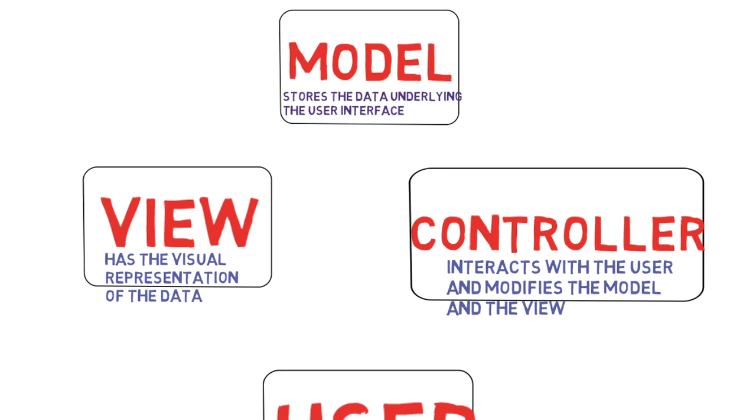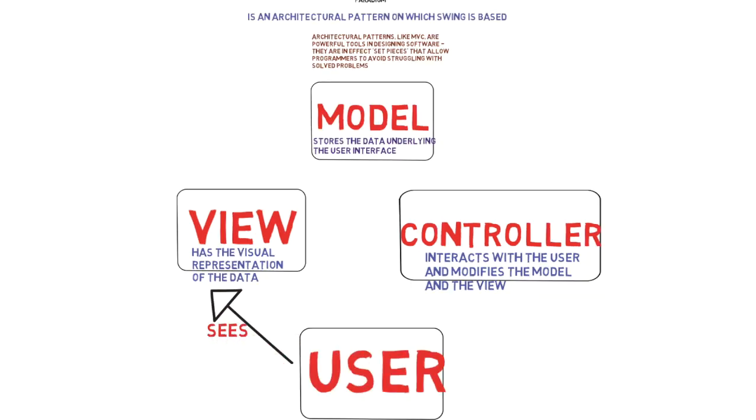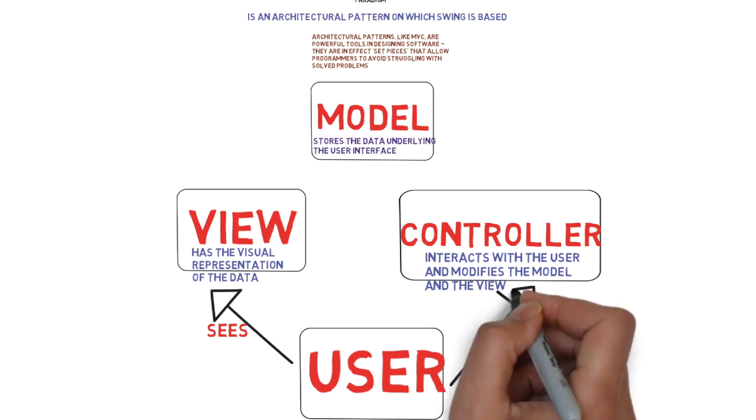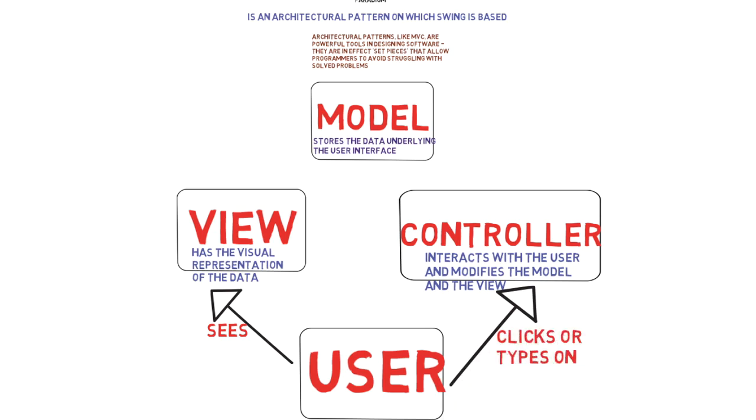So how does the interaction with the user work? So how does the user interact with the user interface? A user sees the view. He absorbs the data that is present as a part of the visual representation. What he absorbs is available in the view. The user interacts with the controller. The user can click on the view, maybe type something, maybe swipe if you think about modern mobile phones, for example. All of these are interactions that the user has with the controller.